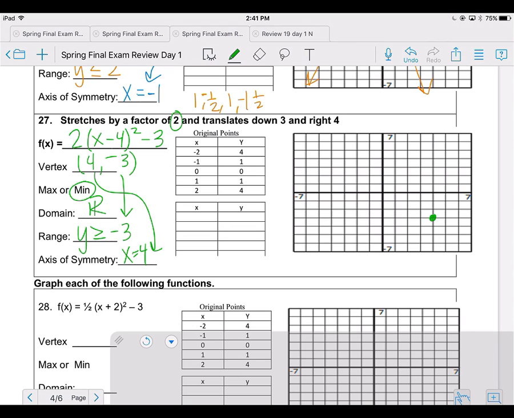Stretching by a factor of 2 means my original pattern of 1, 1, 1, 3, every other number gets multiplied by 2, so 1, 2, 1, 6. I go right 1, up 2, right 1, up 6, left 1, up 2, left 1, up 6. And we can see it is clearly skinnier than the original graph.